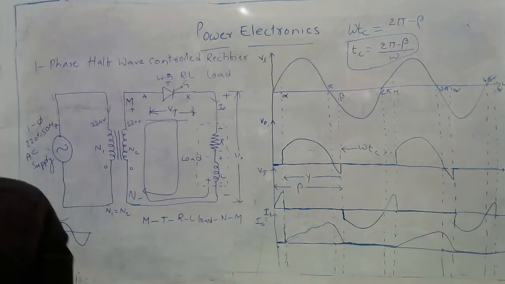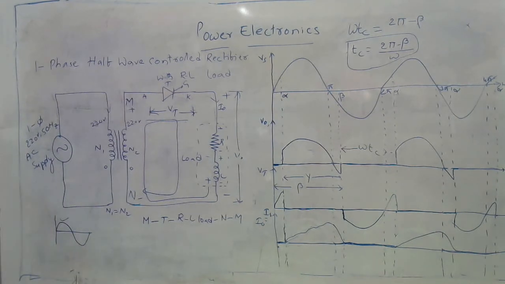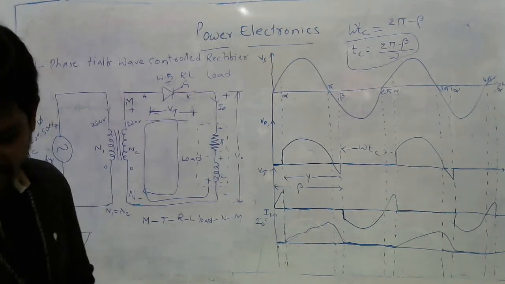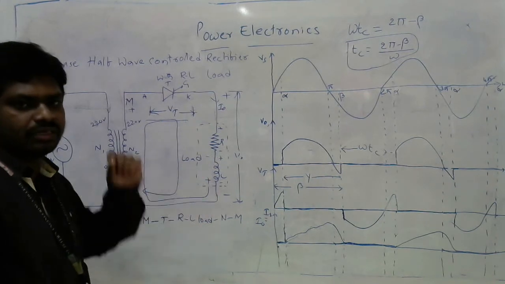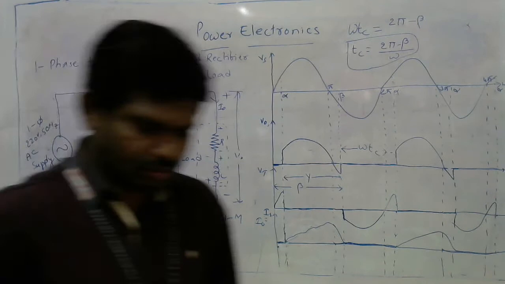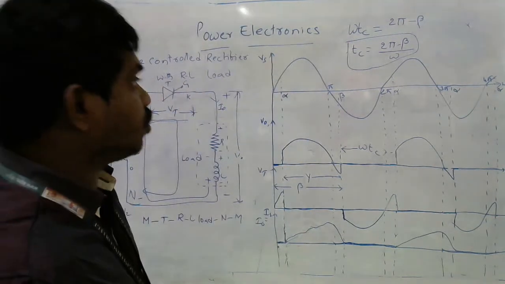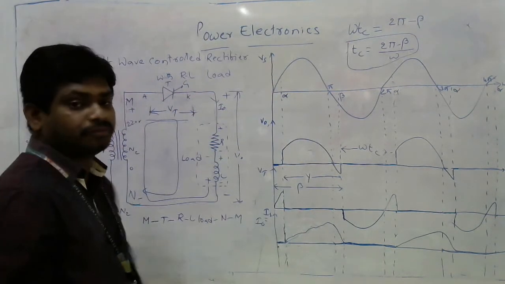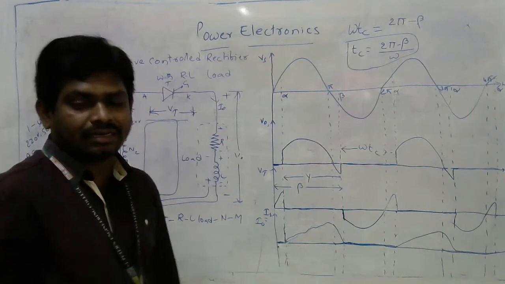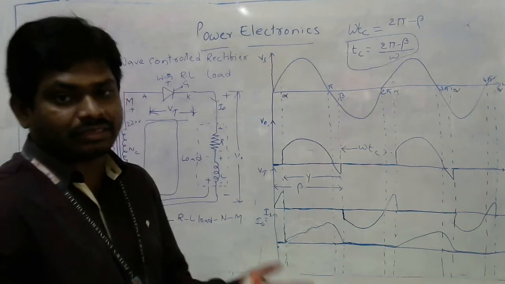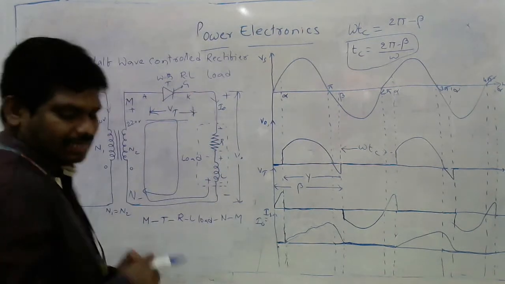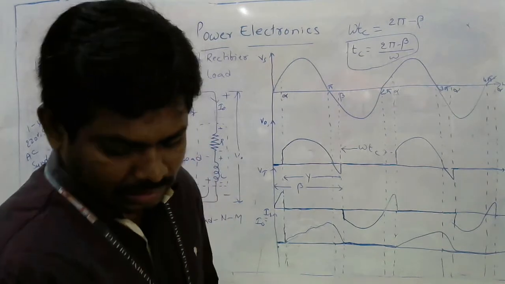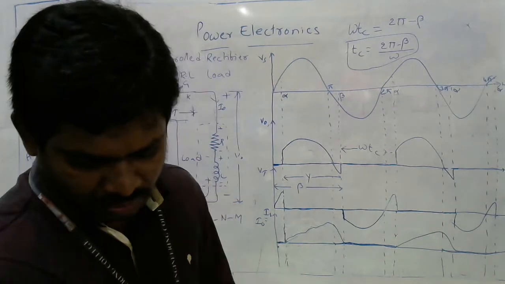So next we will see expressions. Actually, there are two types of operation that we can see in case of an RL load: continuous mode of operation and discontinuous mode of operation. Whether the operation is in continuous mode or discontinuous mode is decided by the design of the inductor. We'll see the expressions for both the continuous and discontinuous modes.